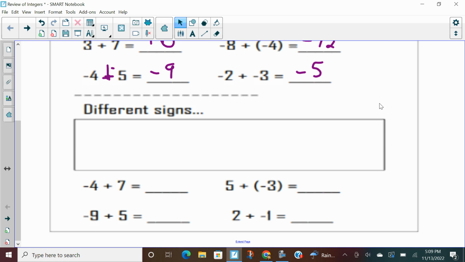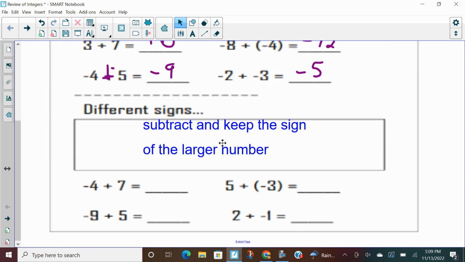our integers have different signs, the rule is to subtract and keep the sign of the number farther away from 0, or the little larger number without a sign. So negative 4 plus 7: 7 minus 4 is going to be 3, so it's going to be positive 3 because 7 is farther from 0.